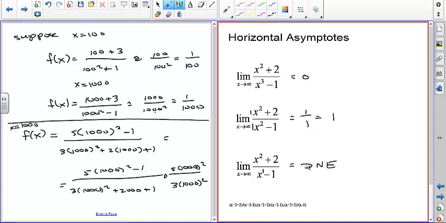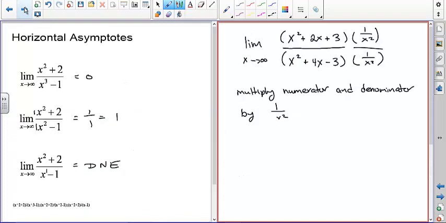And if you go to negative infinity, you'd have negative infinity squared would be positive, and so you'd have a positive and a negative, so you'd go to negative infinity. If x went to negative infinity, the answer would go to negative infinity. Okay, so that is that bit.